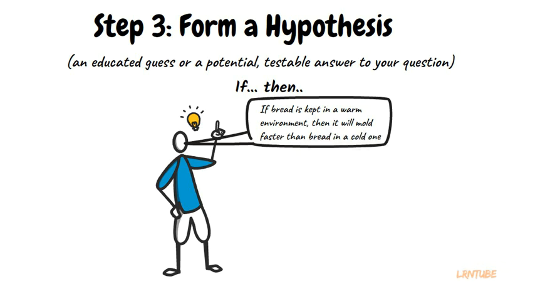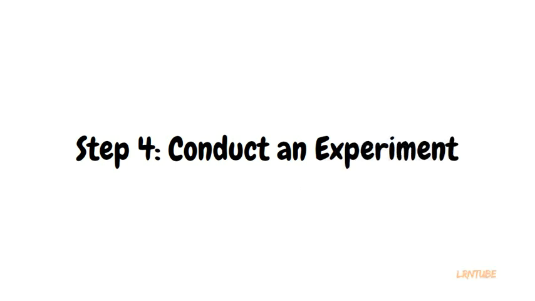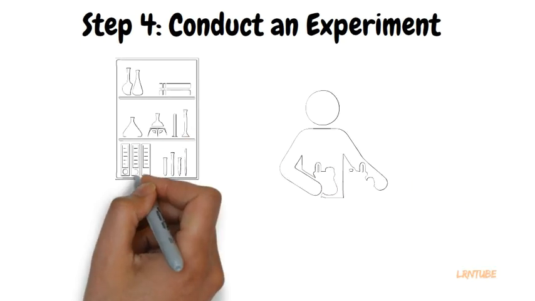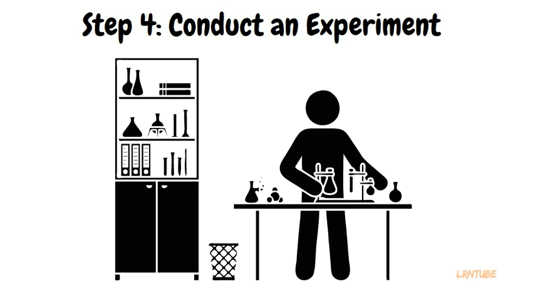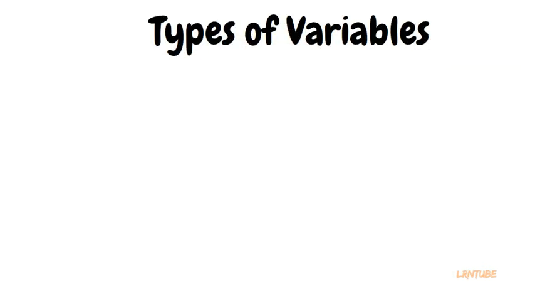Then you move to the next step. You conduct a controlled experiment. And this is where you test your hypothesis. To make it a fair test, you must only change one factor at a time while keeping the other conditions the same. So in an experiment, there are three types of variables.